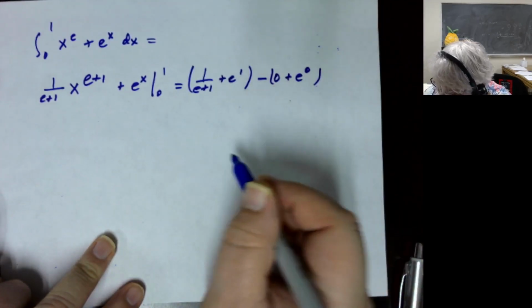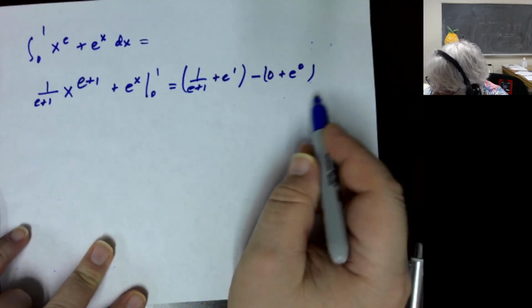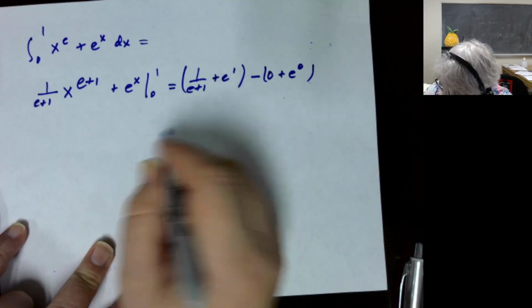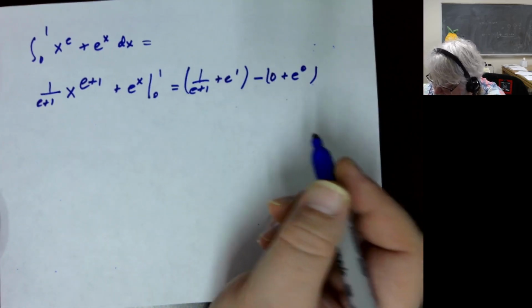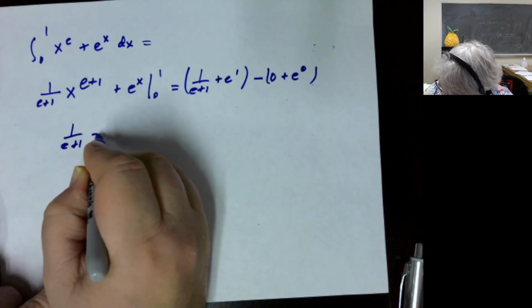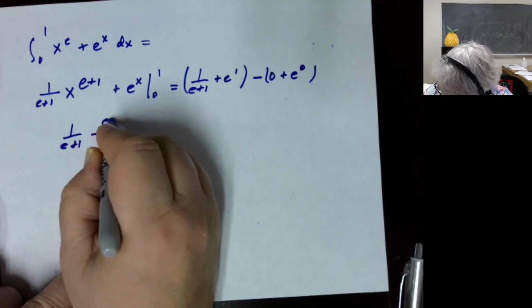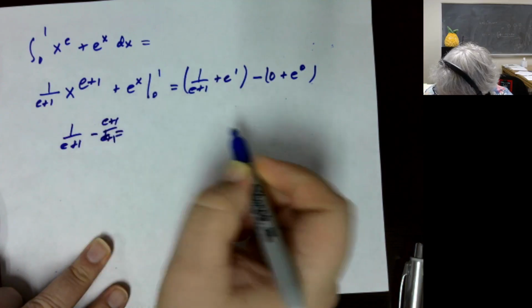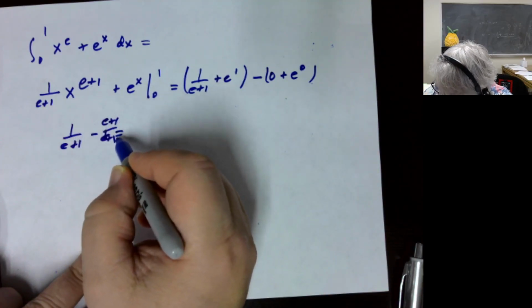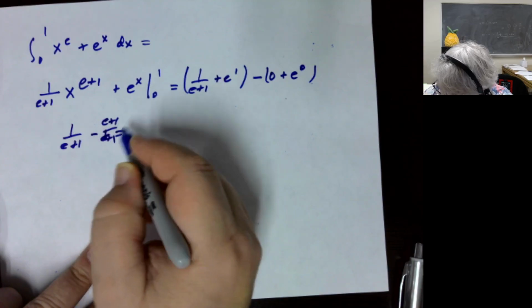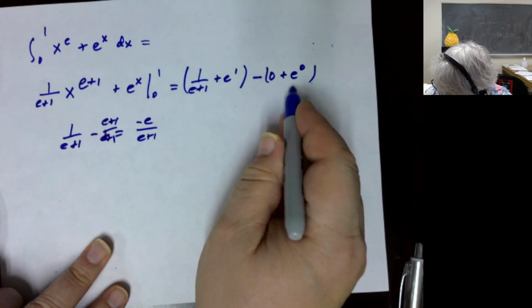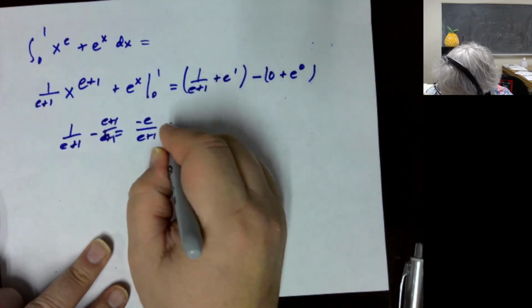Okay, and so that's a 1. So let's see, we could simplify that a little bit, I think. What's 1 over e plus 1 minus 1? That's minus e over e plus 1. And then we have this plus e.